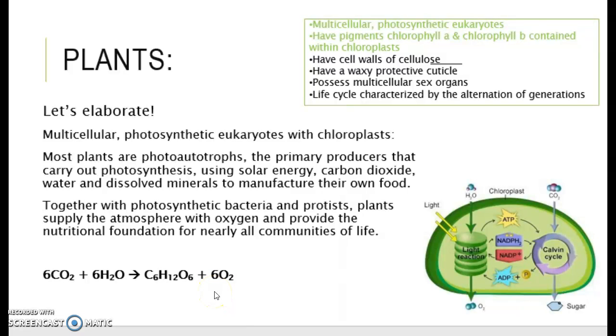Most of our plants are photoautotrophs, and the primary producers that carry out photosynthesis using what type of energy? Solar energy. Carbon dioxide, water, and dissolved minerals to manufacture their own food. Together with photosynthetic bacteria and protists, plants supply the atmosphere with oxygen and provide a nutritional foundation for nearly all communities of life, which include us.